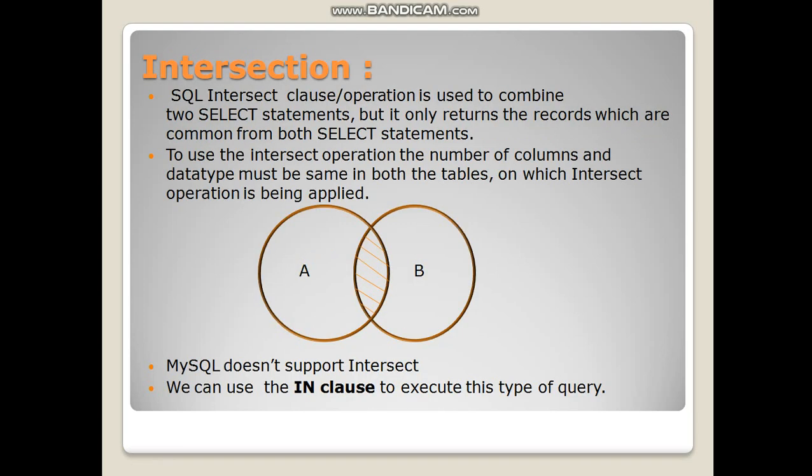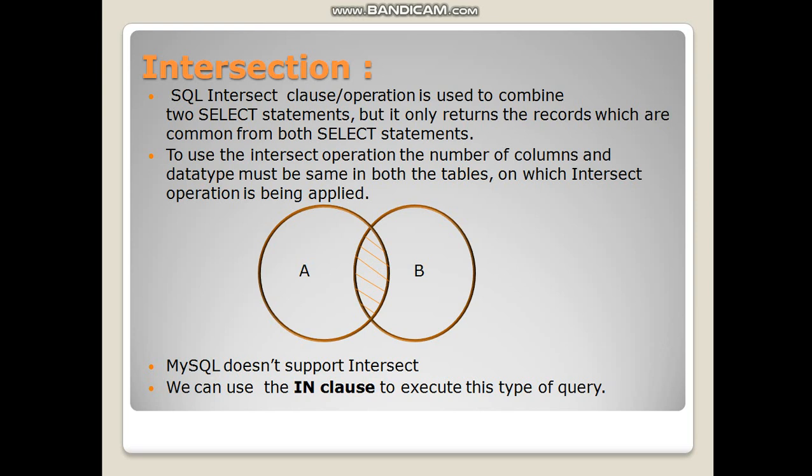Next comes the intersection. What do we mean by intersection? It will just give you the common values from these two tables, A and B. It will not give you any value from A and B which are not similar. But in MySQL, this intersection is not applicable. It is mainly used in DBMS like Oracle. But this is an operation where we want to get the common values from these two relations or tables.